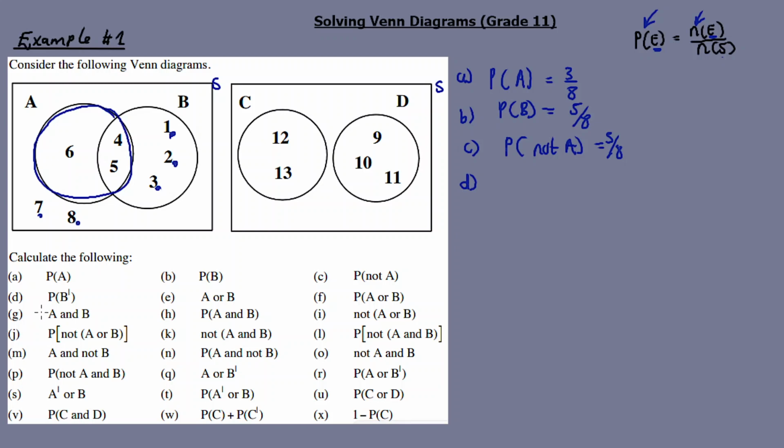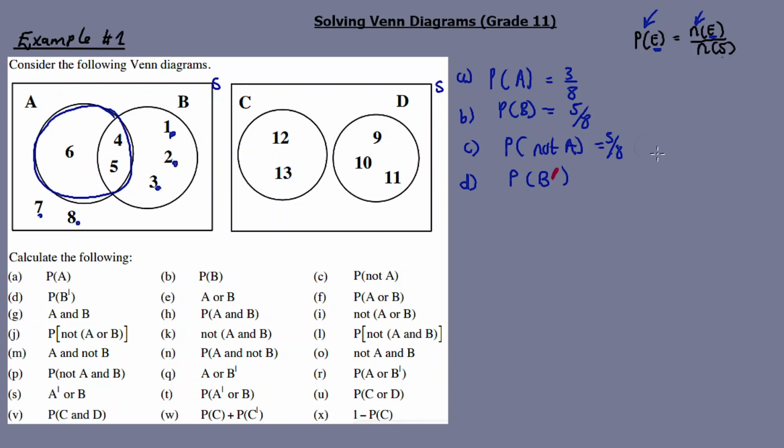D, we want the probability of not B. Guess what? We want this thing, this little cap, the stroke above B. It also means not. So in this example, we can also write this as the probability of not A. It's one and the same thing.